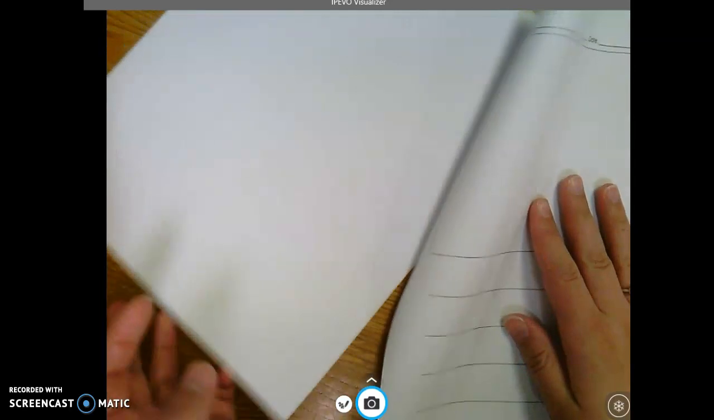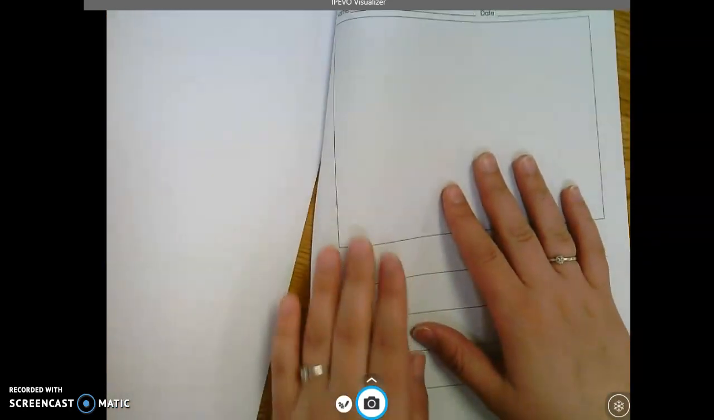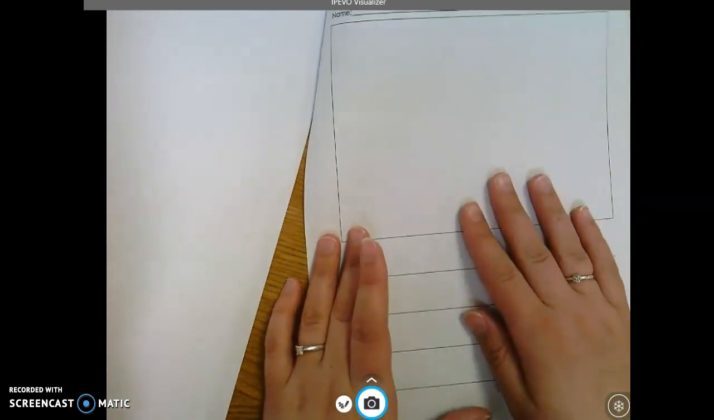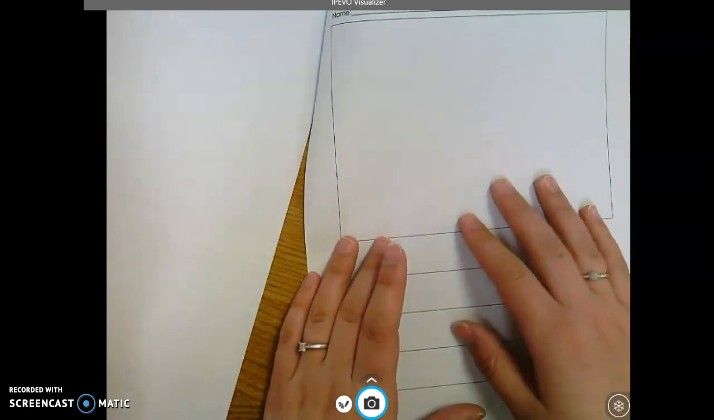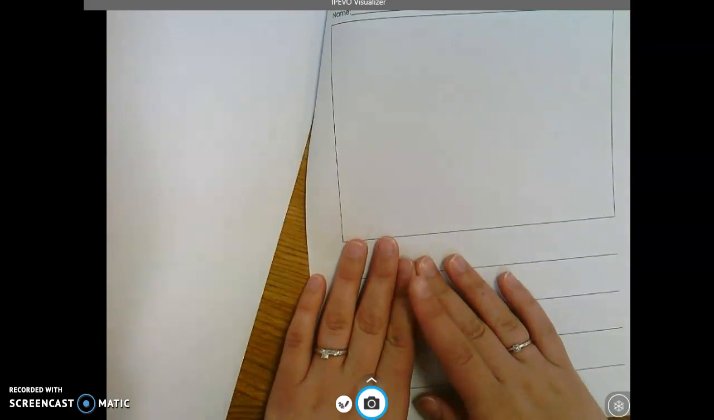And then on this page, I might write or draw a picture about how I really like my ice cream to be in a cup. I don't mind an ice cream cone, but I prefer my ice cream to be in a cup.